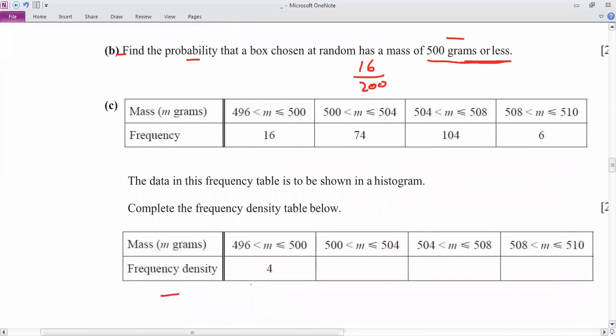And then this one, you have to complete the frequency density. First look for this one. Write the class width for the given one. What is the class width for this? 4. What is it for this one?